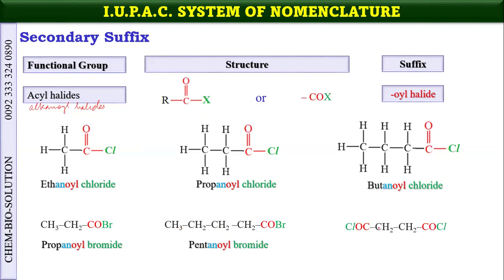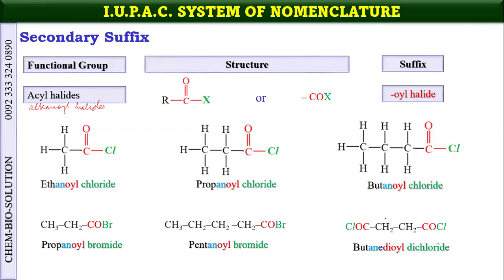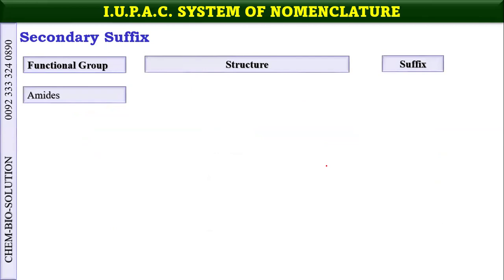And here on both the positions, the acyl group is present. So we retain the E. Butanedioyl chloride. Again, this is always on the terminal, so we do not need to mention the position. Got it? Yes, tell me. Got it. Okay.